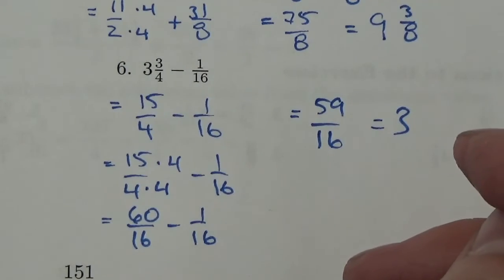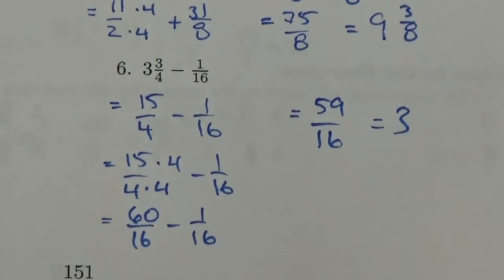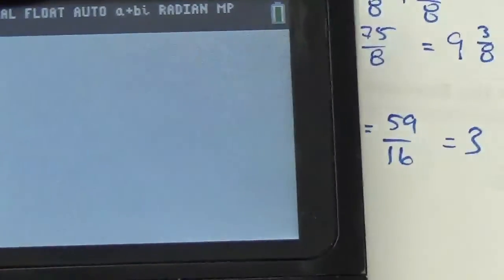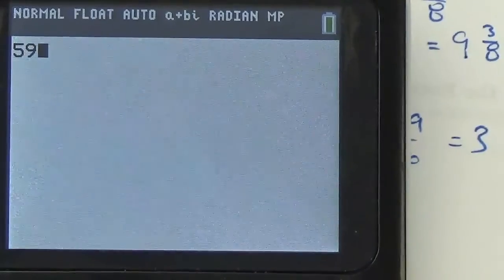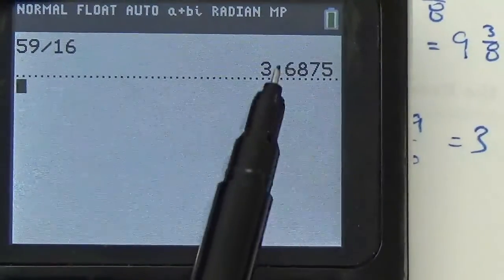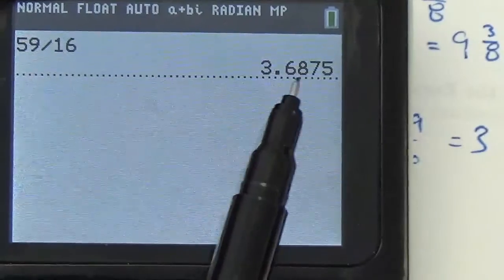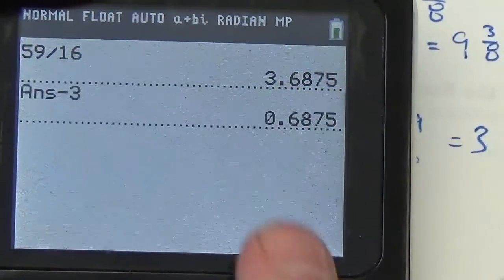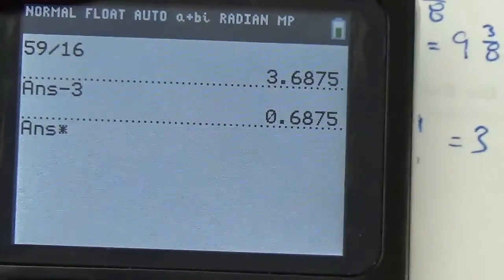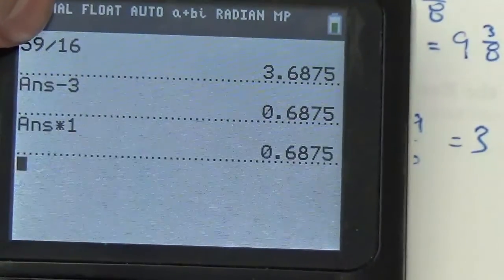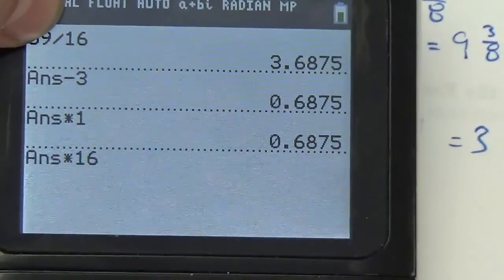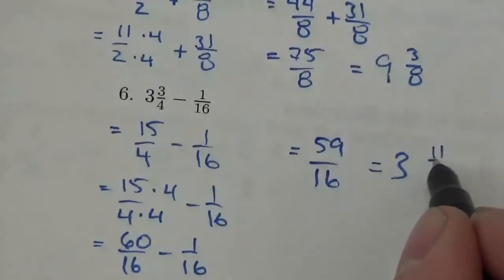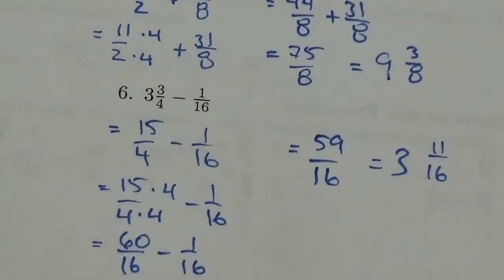Sorry, I'm just doing it on my calculator over here. Actually, I'll show you what I'm doing on my calculator to make that work. That might help here. I'm going to convert 59 sixteenths into a mixed fraction. So 59 divided by 16. There's the 3 that I'm looking for. But what I want to do is convert this into the remainder. So I'm going to first subtract 3 off of that. Now I'm going to multiply that decimal, what's left, by 16. And there's the 11. So this becomes 3 and 11 sixteenths. That's the answer that I'm looking for.